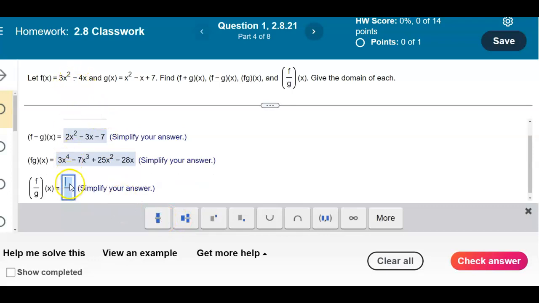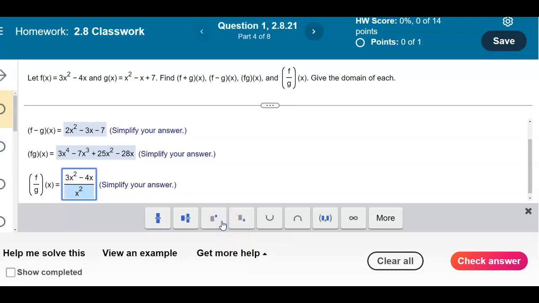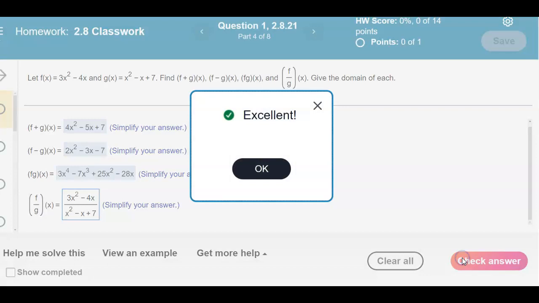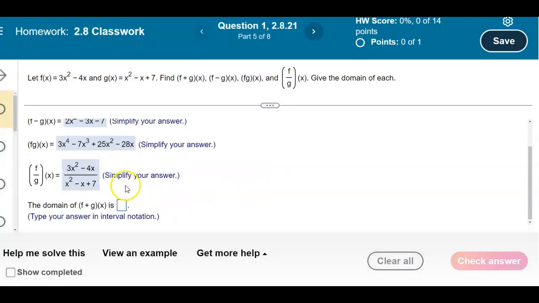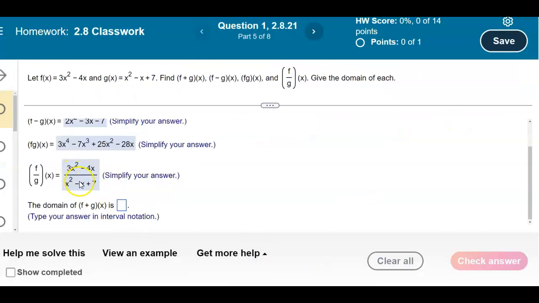We're going to put in 3x squared, and then that's minus 4x. And then in the denominator we have x squared minus x plus 7. Let's check our answer, and there is our result. Now, if you put in the other version, if you put in this version here, it's going to say it's incorrect. So you got to make sure you put this one in there.